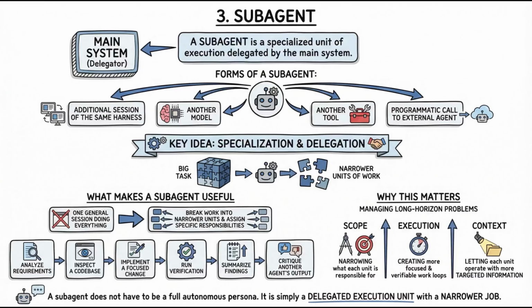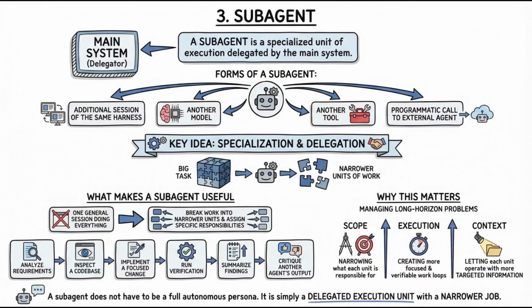So what makes subagents so useful? Primarily, they help us break complex work into narrower, manageable units. Instead of relying on one general session to do absolutely everything, the system can assign specific responsibilities to different execution units. For example, you could have one subagent dedicated solely to analyzing requirements, while another inspects a codebase. You might use different subagents to implement a focused change, run verification tests, summarize findings, or even critique the output of another agent. This approach is critical for managing the long horizon problems we tackle throughout this course.